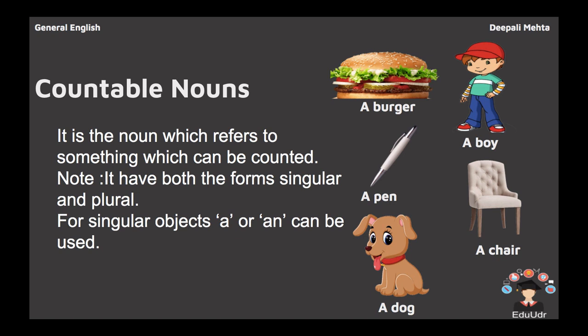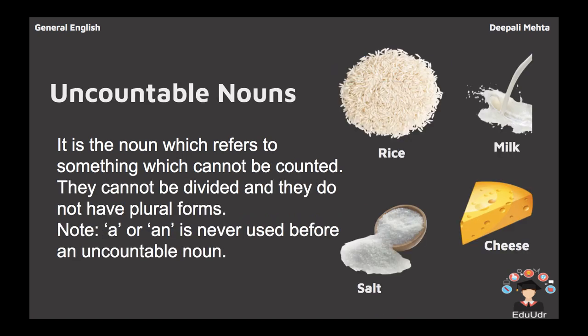The next comes uncountable noun. It is the noun which refers to something which cannot be counted. It is just the opposite of countable nouns. You cannot count them. For example, rice. Now, I cannot count rice, I cannot count milk, I cannot count salt and I cannot count cheese. Remember that before uncountable nouns, a or an is never used. So it is very easy to remember that before every uncountable noun, we can never use a or an.